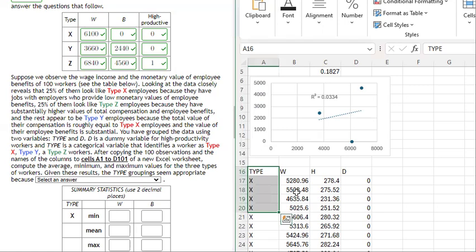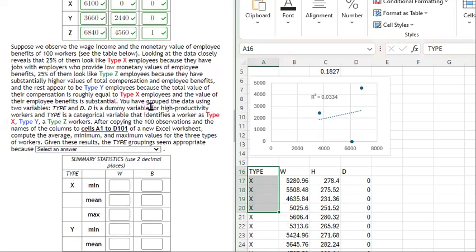Looking at this data very closely reveals about 25% of them look like type X employees because they have jobs with employers who provide low monetary values of employee benefits. 25% of them look like type Z employees because they have substantially higher values of total compensation and employer benefits. And the rest appear to be type Y employees because the total value of their compensation is roughly equal to type X employees. And the value of their employee benefits is substantial.